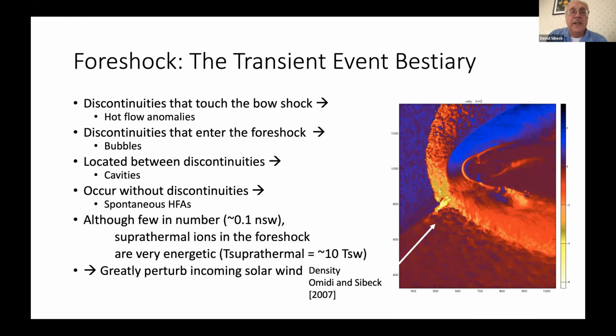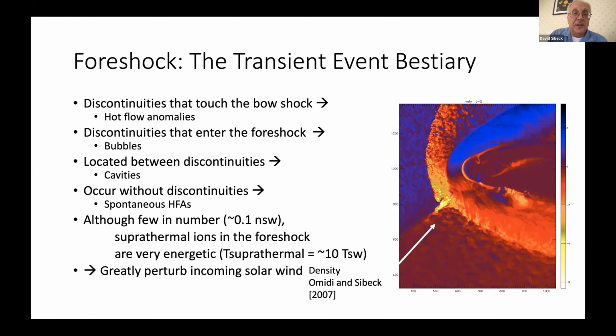There are a lot of wild animals. Recent years have been a prolific time for studying transient events that are generated in the foreshock. Some of these transient events are generated when IMF discontinuities strike the bow shock, hot flow anomalies. Some are generated by IMF discontinuities entering the foreshock. Some are located between IMF discontinuities. Some of them occur without discontinuities.